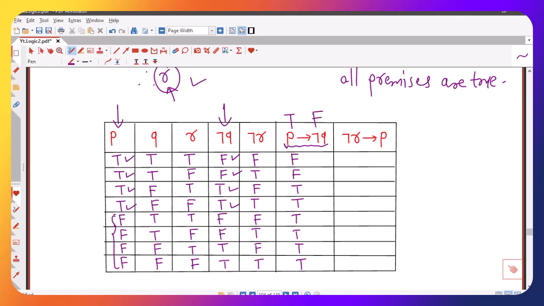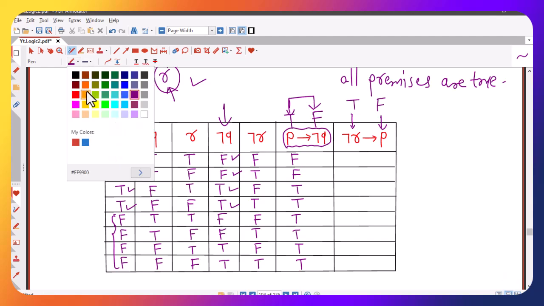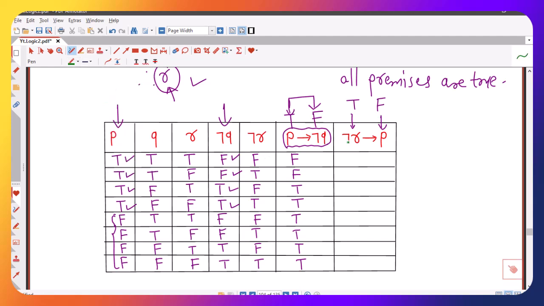Again I emphasize that a conditional statement is false whenever the first variable has truth value true and the second variable has truth value false. In all other cases it is true. Then we have negation r implies negation p. So here also this is false whenever negation r is true and p is false. So we will check for negation r and p.